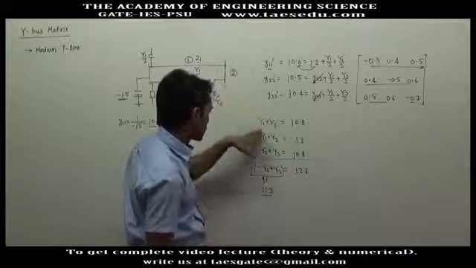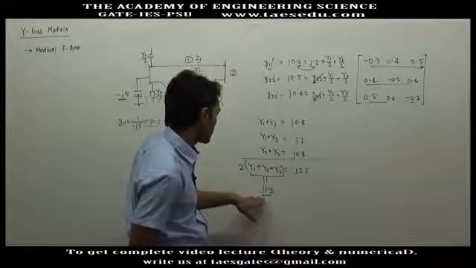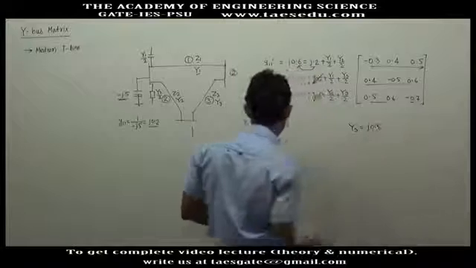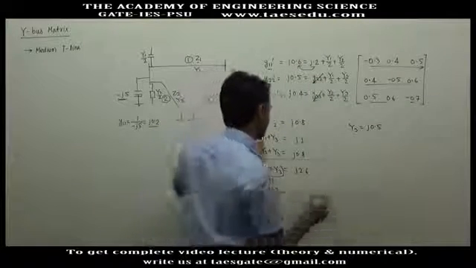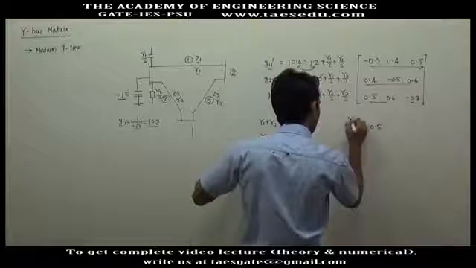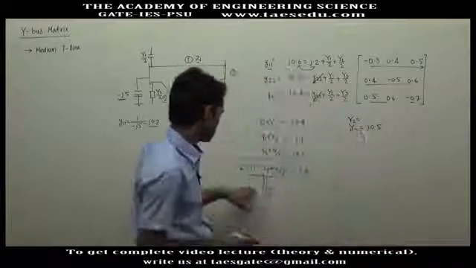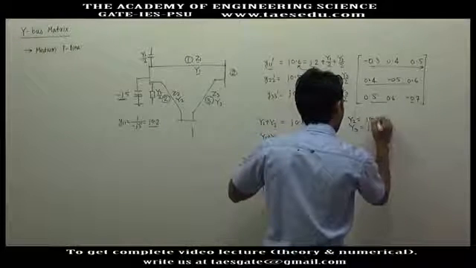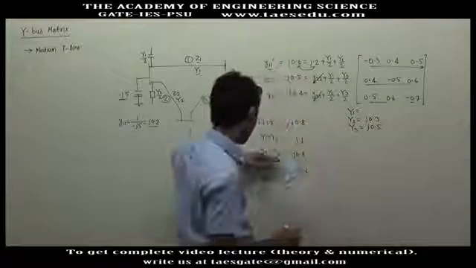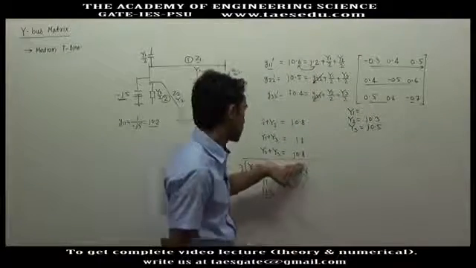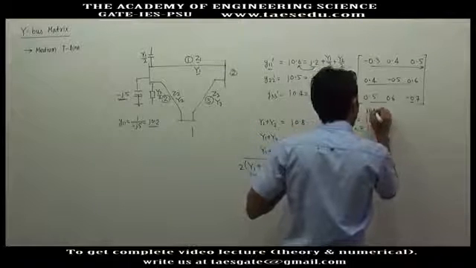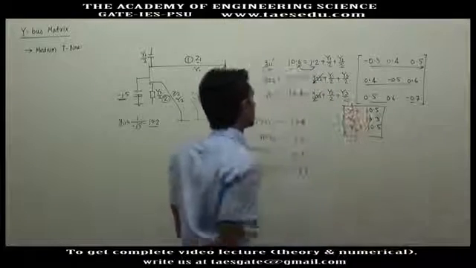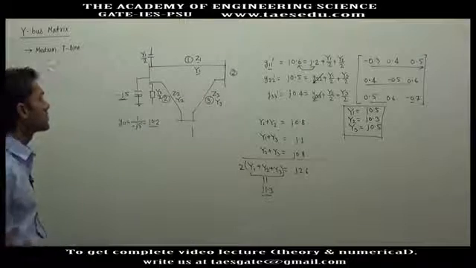Now subtract y1 plus y2 from this quantity, you will get y3. y3 will be j0.5. Subtract the appropriate term, you will get y2: 1.3 minus 1, j0.3. And y1 will be 1.3 minus 0.8, j0.5. Okay, so we have the shunt part of all the transmission lines, and finding the series part is very easy.